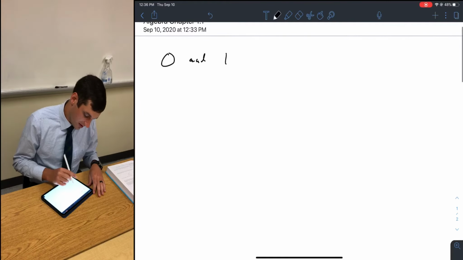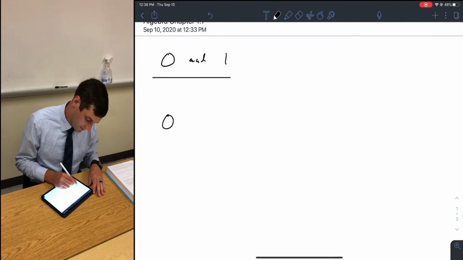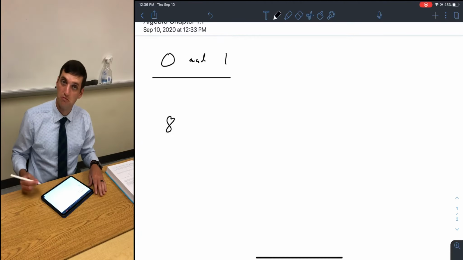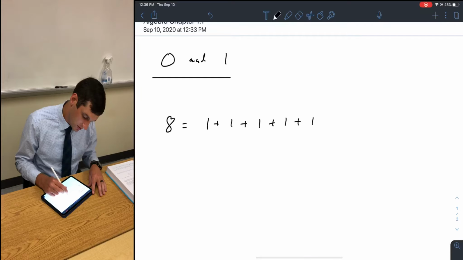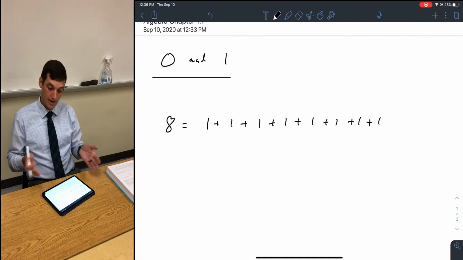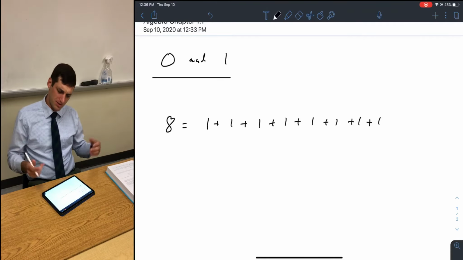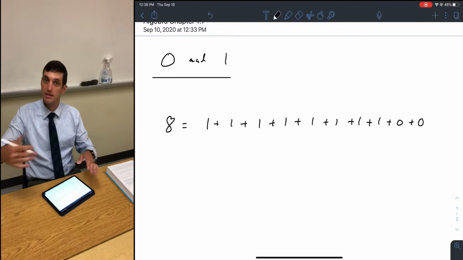So let's start with a number. I'm going to draw a line here. Let's start with 8. 8 is equal to 1 plus 1 plus 1 plus 1 plus 1 plus 1 plus 1 plus 1. So 8 is equal to 8 ones. But that's not all it equals. We can do plus 0 plus 0, and forever, we can add as many zeros as we want.